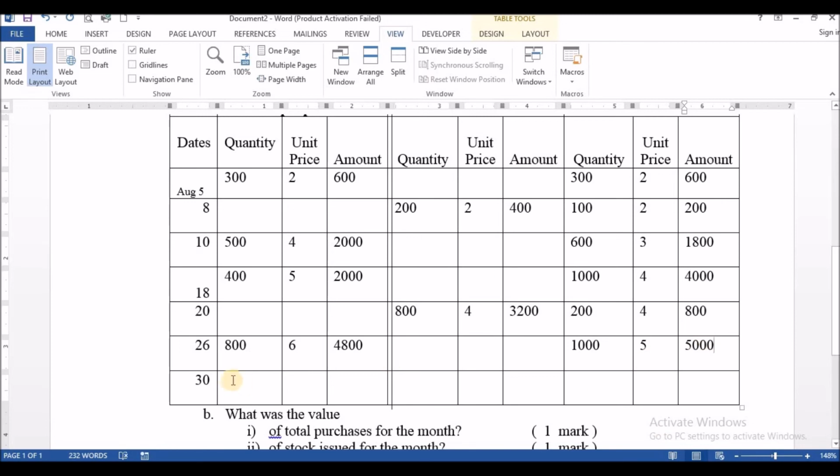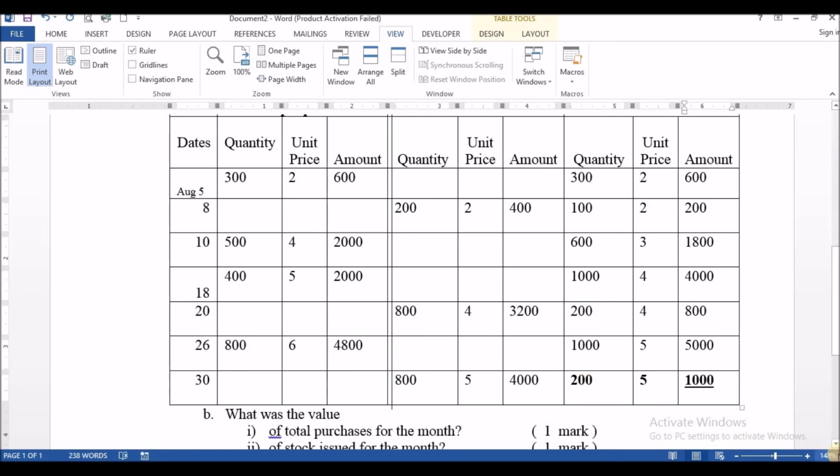Alright, so on this day, the 30th, we sold 800 units. So now we're going to sell 800 at $5. 5 8's 40, that's 4,000. So we will now be left this 8 from the 1,200 units at $5, 1,000. So your closing stock will be $1,000.